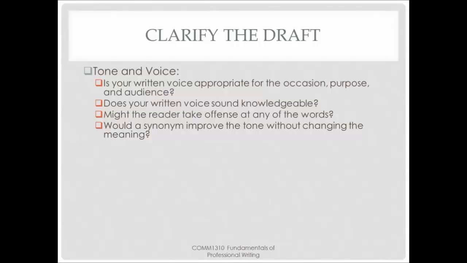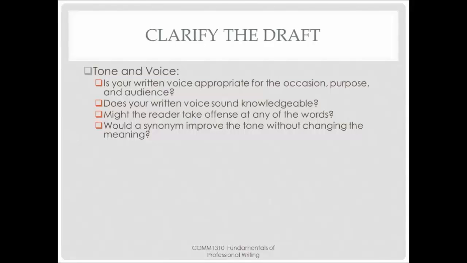Is your written voice appropriate for the occasion, the purpose, and the audience? This means paying attention to the level of formality that is required, as well as the language you use. Does your written voice sound knowledgeable? Have you achieved the right level of technicality for your audience? Think also of the connotations of the words you use.